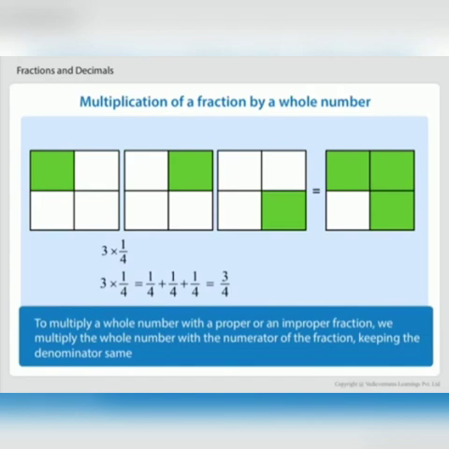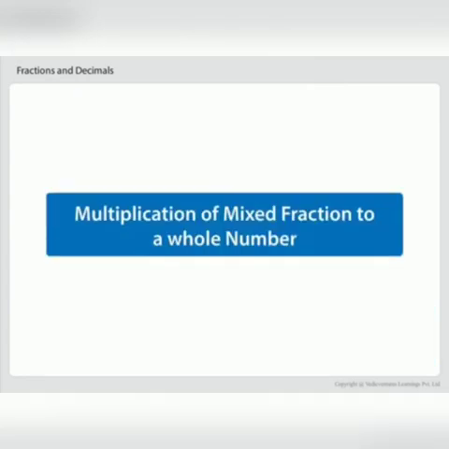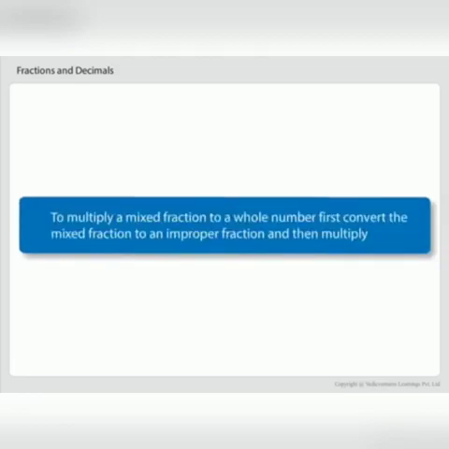Now let us discuss how to multiply a mixed fraction by a whole number. To multiply a mixed fraction by a whole number, we first convert the mixed fraction to an improper fraction and then we multiply.